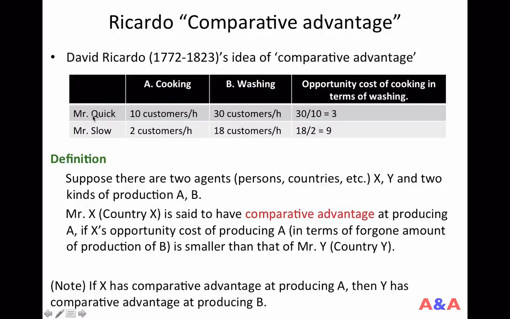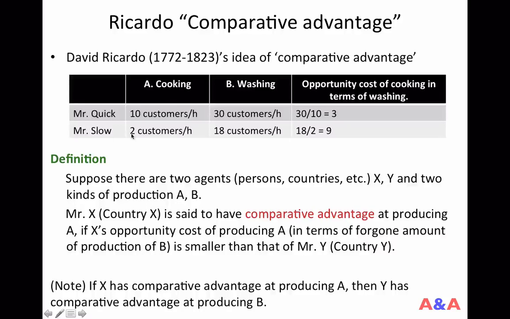Remember, in 1 hour, Mr. Quick can cook 10 dishes, or he can wash 30 dishes, which means that every time he cooks 1 dish, he has to give up washing 3 dishes. Let me repeat again. Every time Mr. Quick cooks 1 dish, he has to give up washing 3 dishes. And in that very sense, his opportunity cost of cooking in terms of washing is 3 dishes. Because in order to cook 1 dish, he has to give up washing 3 dishes.